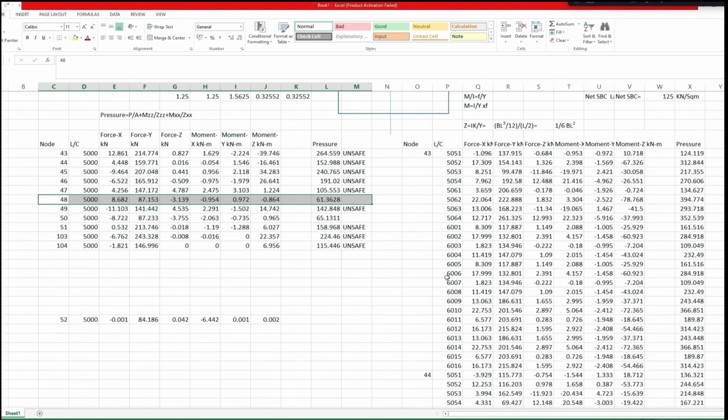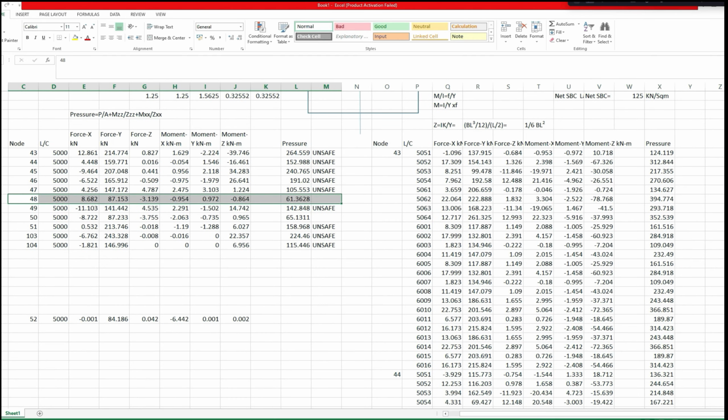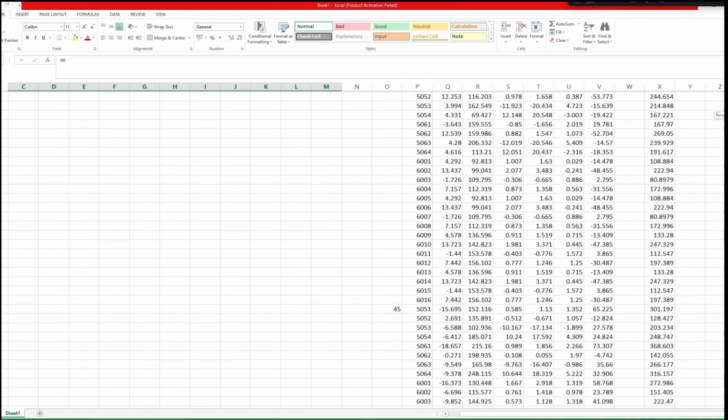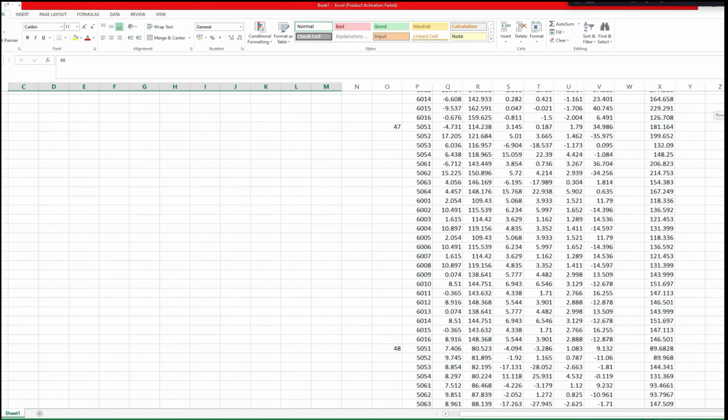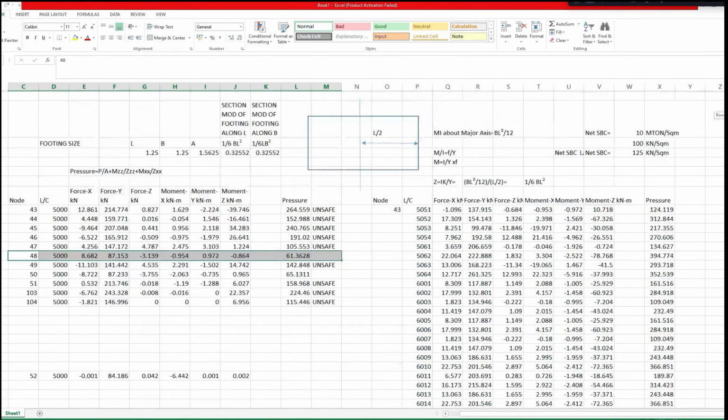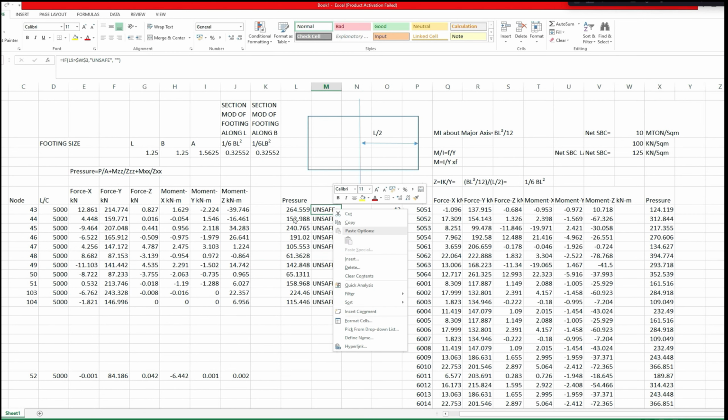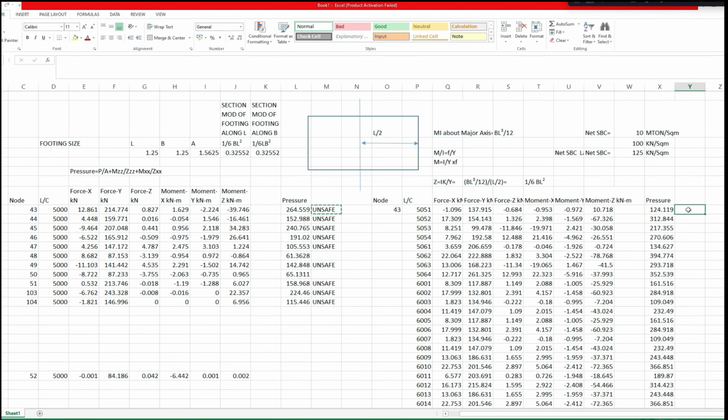Now let us see whether they are safe in lateral load case on node number 48 and node number 50. So node number 48. Here also we can put a command like this: copy, paste. But we have to change this one. This should be 125 dollar sign F4.